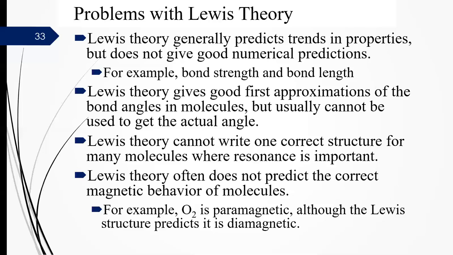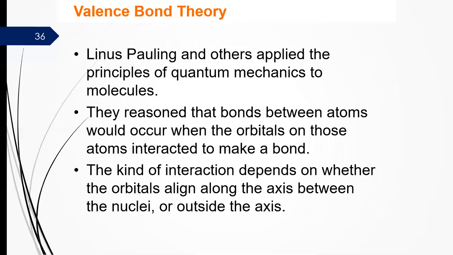And that's going to be us moving into valence bond theory. Now, valence bond theory was developed by Linus Pauling and others, and it basically uses quantum mechanic principles to get an idea about how our molecules are being built and the shapes that they're going to take on. So what they reasoned was that the bonds between atoms would occur when orbitals of those atoms interacted with each other. So in order for us to share those electrons, those electron orbitals have to be able to interact with one another. And so it depends on whether those orbitals align along the axis or outside the axis.